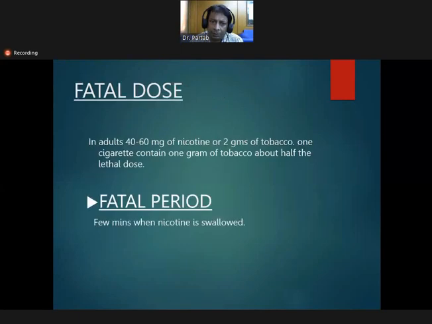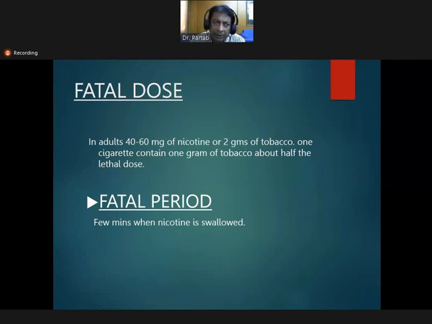Fatal dose: the dose which can lead to death is called the minimum fatal dose. The minimum proven, lab-researched fatal dose is 40 to 60 milligrams of nicotine or 2 grams of tobacco. One cigarette contains 1 gram of tobacco, about half of the lethal dose. If you take a full lethal dose of nicotine at one time, death could occur.